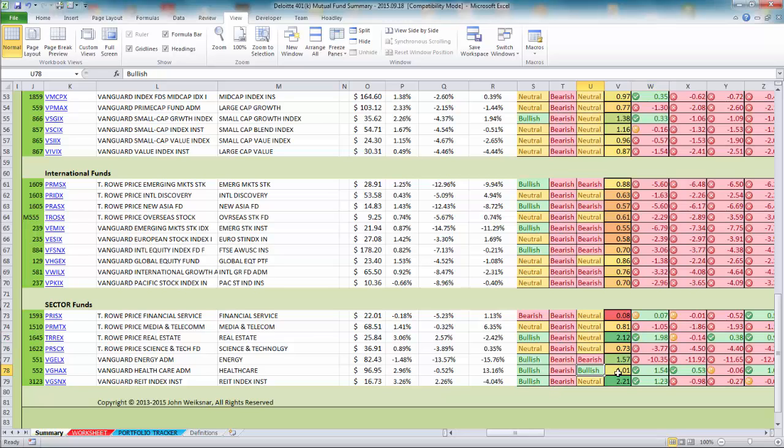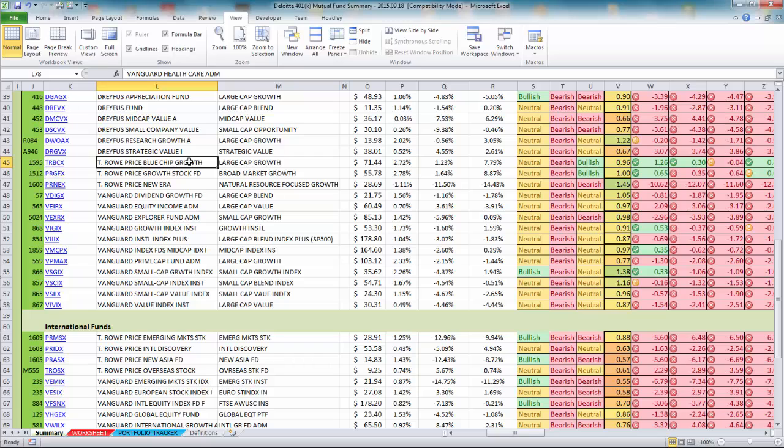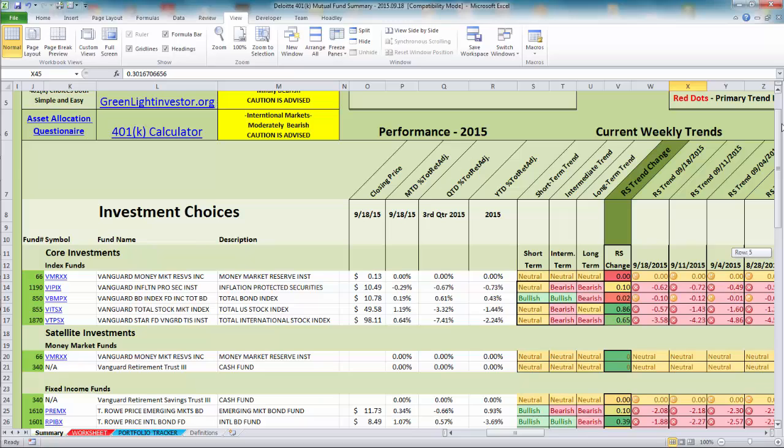Right now, the funds that we're seeing that are giving us the okay to purchase are the healthcare, and as we scroll up, we'll see that we're looking at the T. Rowe Price Blue Chip Growth Fund, which is showing a bullish sign as a long-term trend, as well as week-over-week relative strength increases. So with that said, I hope that gives you a little information how you can use the red, green, and yellow cells in the current weekly trends to see which funds are performing stronger and which ones are the weaker funds. Generally, this will only take a few minutes to go through each week for you to be able to identify funds that are strengthening and ones that are weakening.